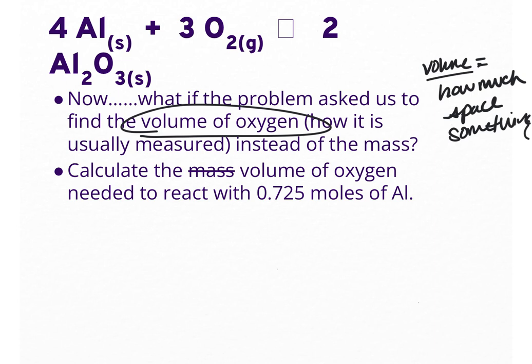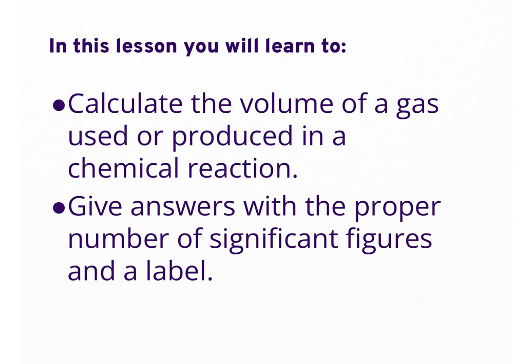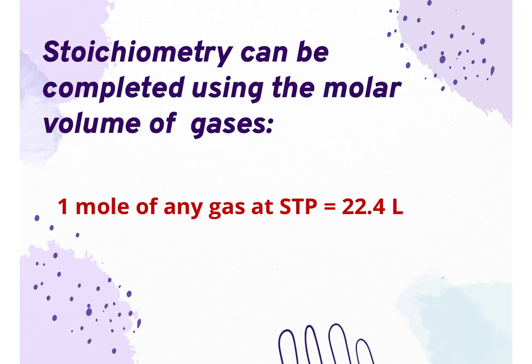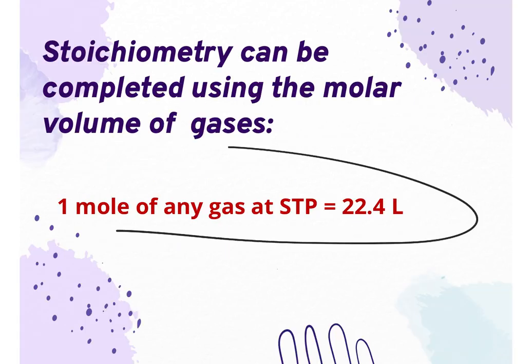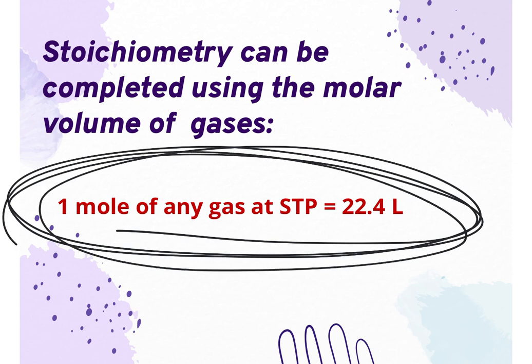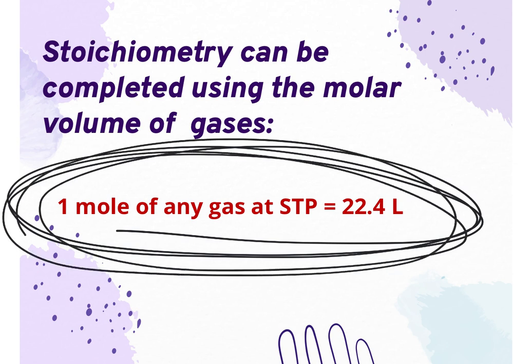So if we wanted to try to figure out the volume of oxygen needed, we're going to need to do things slightly differently. So as a result of this lesson, you're going to learn how to calculate the volume of a gas as opposed to the mass of the gas, okay? So the thing you need to remember, this right here that I'm circling like 20 times, 1 mole of any gas at standard temperature and pressure is going to take up 22.4 liters of space.